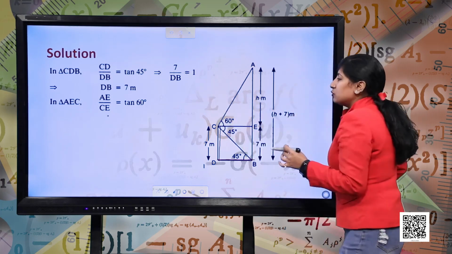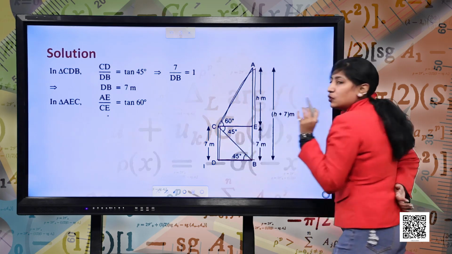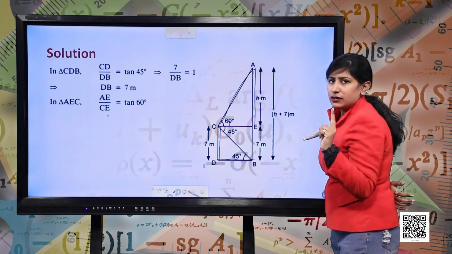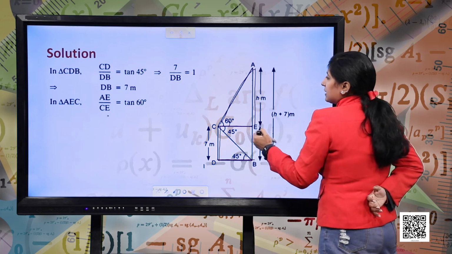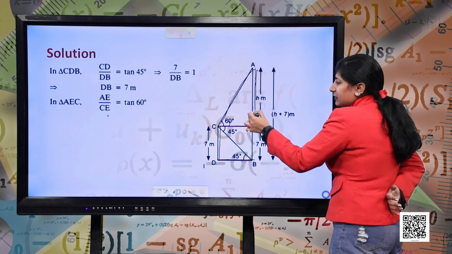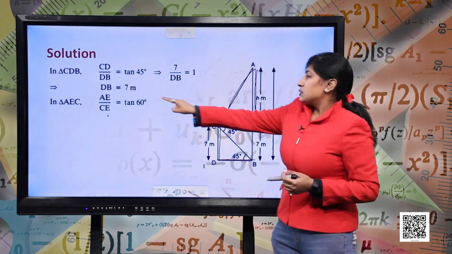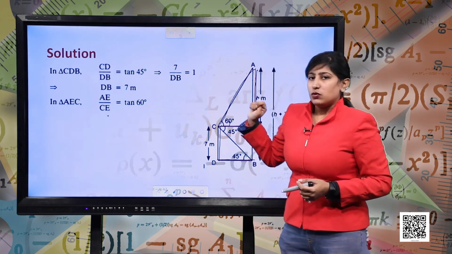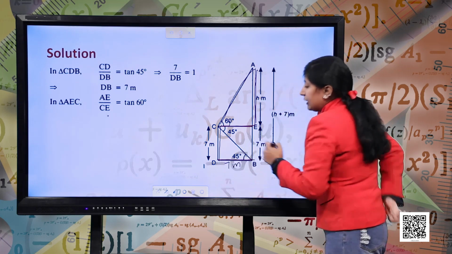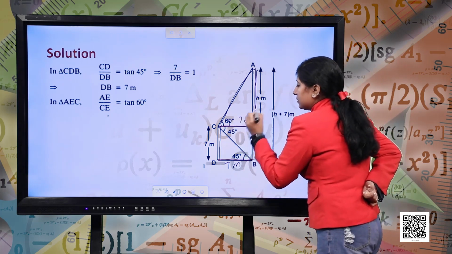See, the solution is quite simple. The answer to this is, in this triangle, no length is given. We have to know one angle and at least one side length to know another side length. So if we find this side, we can easily find H also, and this CE is equal to DB as mentioned earlier. So DB from this equation is equal to 7 meter. Okay. Now as CE is equal to DB, this is also 7 meter, so I am writing 7 meter.